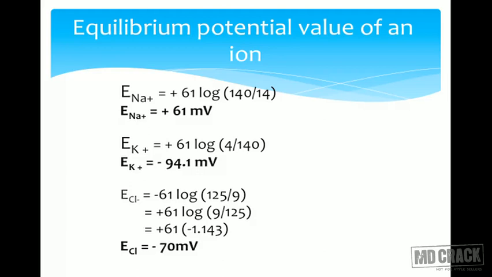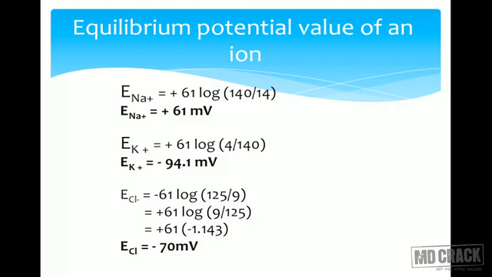Next, what is the equilibrium potential value for the potassium ion? It is minus 94 millivolt. Now what is the meaning of this? Try to analyze this. Minus 94 millivolt. That means if and only if the potassium permeability is increased maximally, then the membrane potential will go to the potassium equilibrium potential value, that is minus 94.